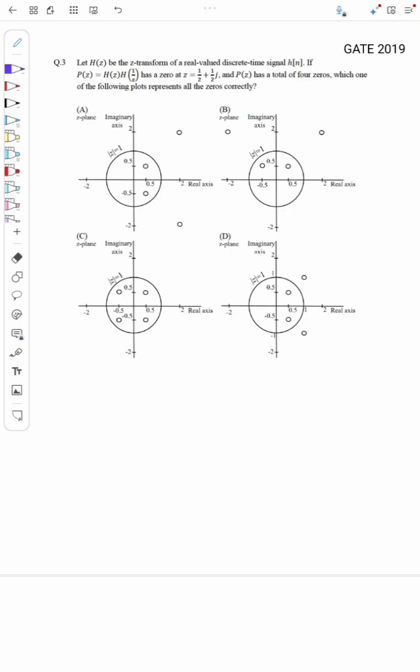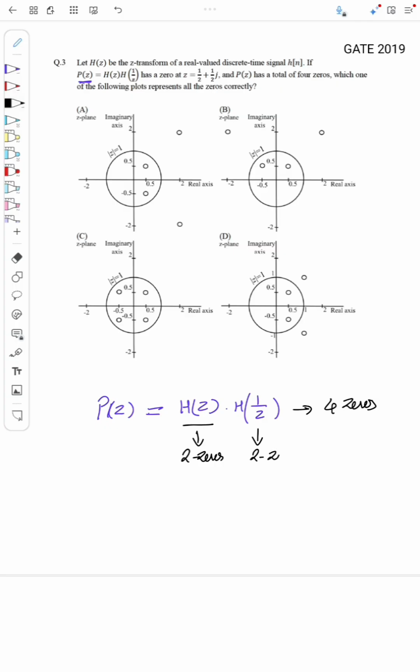So we need to find what are the zeros of P(z), right? So given we have P(z) equal to H(z) into H(1/z), right? And given that P(z) has 4 zeros, right? So since P(z) is a multiplication of H(z) into H(1/z), we can say like H(z) will be having 2 zeros, and similarly H(1/z) will be having 2 zeros, right? Remaining 2 zeros.